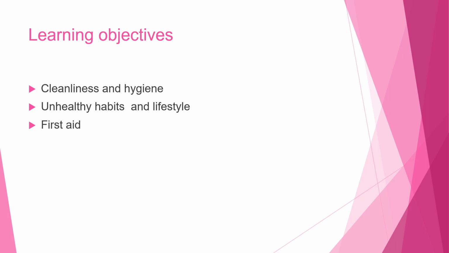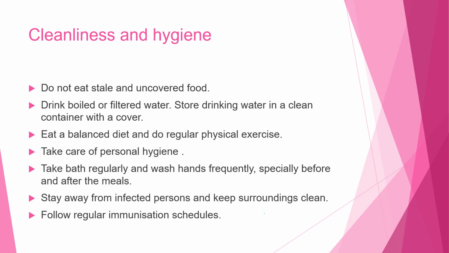So let's get started. Now, first, to maintain proper health, we should maintain cleanliness and hygiene. So what should we do? Many diseases can be avoided by maintaining cleanliness and hygiene within and around ourselves, and by taking simple precautions. What are those precautions? We should not eat stale food or uncovered food. We should always eat fresh food that is not contaminated and not transmitting disease. We should always drink boiled or filtered water. We should store the drinking water in a clean container with a cover.